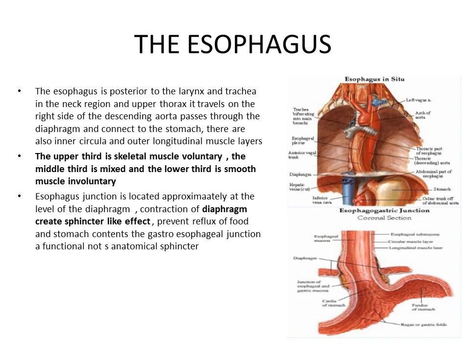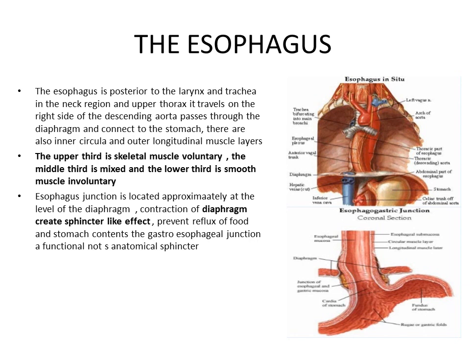The upper third of the esophagus muscle is voluntary. The middle third is mixed. The lower third is smooth muscle, involuntary.